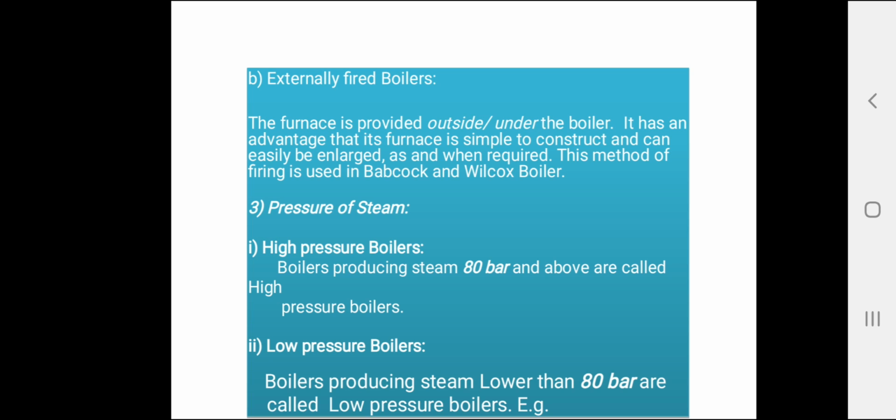So high pressure boiler: the boiler producing steam at 80 bar or above. Boilers producing steam at or above 80 bar are called high pressure boilers, and boilers producing steam lower than 80 bar are called low pressure boilers.